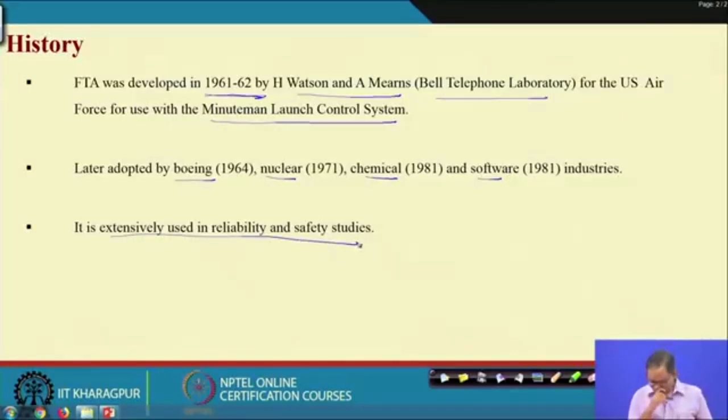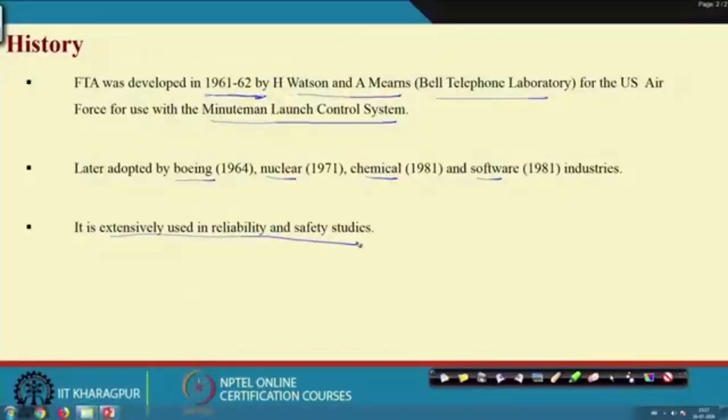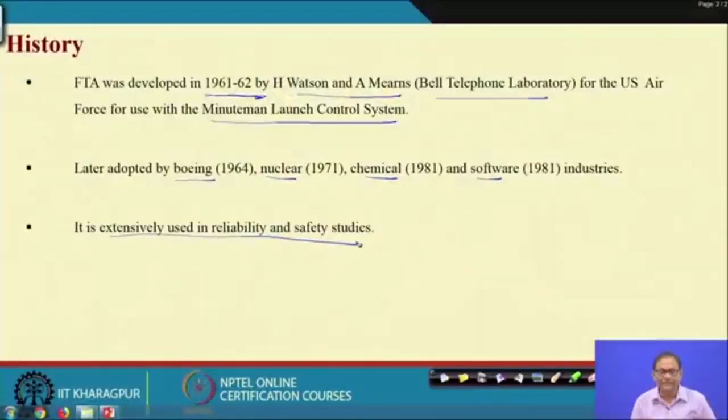In fact, we will see that fault tree is one of the most important techniques for this industrial system safety engineering course. So, we will be dealing with it in great depth, and we will spend some time on this fault tree.